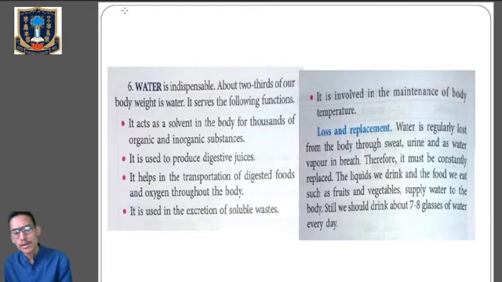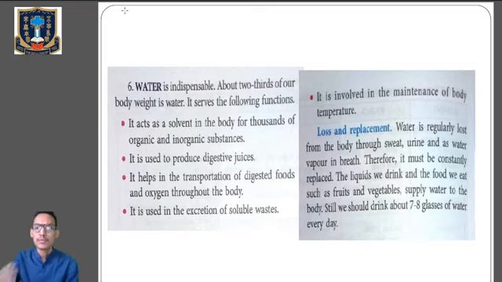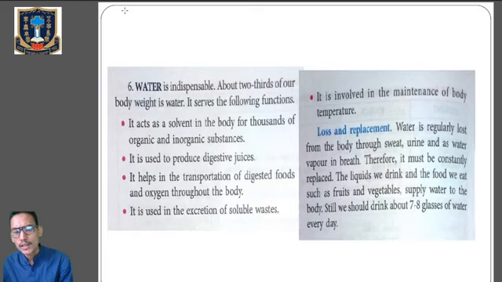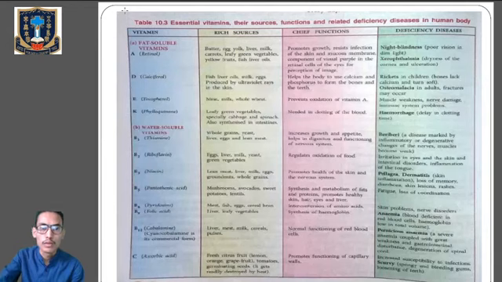Loss and replacement. Water is regularly lost from the body through sweat, urine, and as water vapor in breath. Therefore, it must be constantly replaced, right? Because we need water. So, mainly by sweat, urine, or water vapor through our breathing, water is lost from our body, but it must be replaced. The liquids we drink and the food we eat, or the fruit and vegetables, supply water to the body. Still, we should drink about 7 to 8 glasses of water every day. Okay, so these are the chief sources of water.